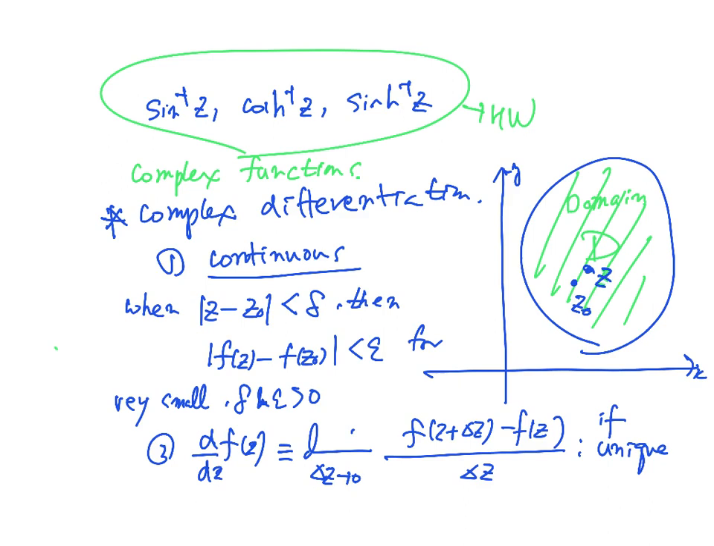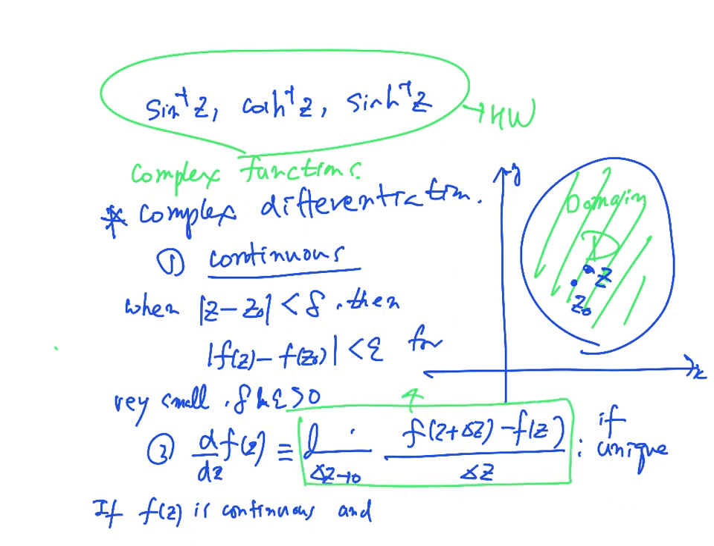So if f(z) is continuous and the above limit, say this limit, star, is unique, then f(z) is differentiable.